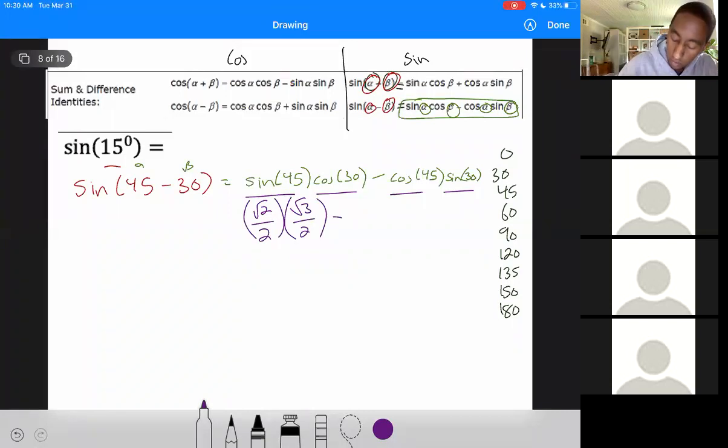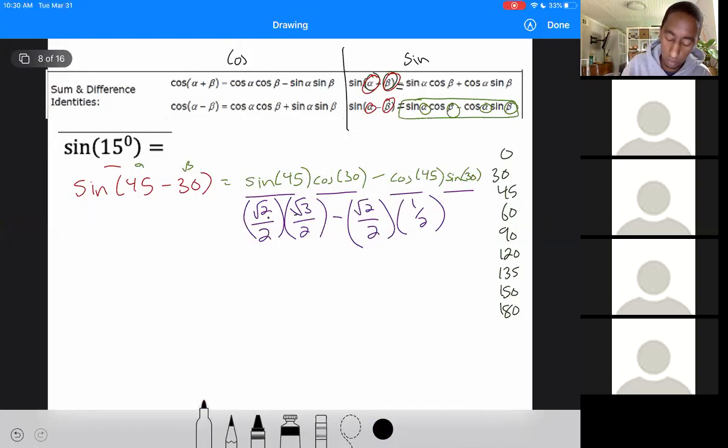Square root of 2 over 2. Okay. And then sine of 30. Half. Okay, awesome. So what we have now are values that we can multiply and subtract to get what sine of 15 is, because we split it up into values that we know.